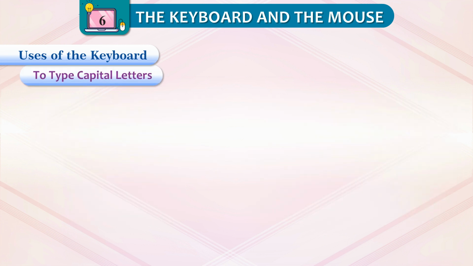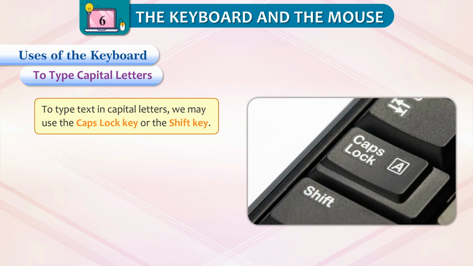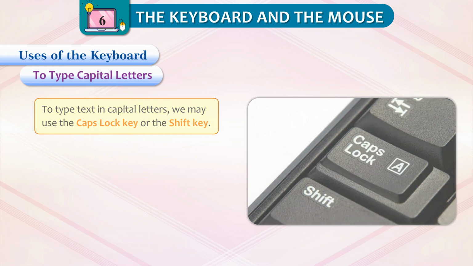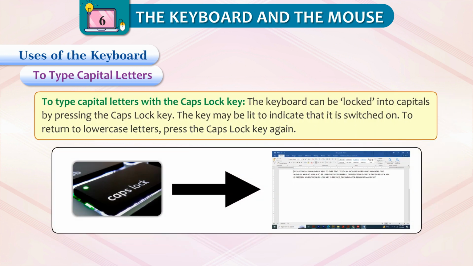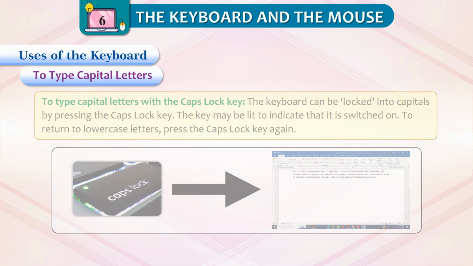To type capital letters. To type text in capital letters, we may use the caps lock key or the shift key. To type capital letters with the caps lock key, the keyboard can be locked into capitals by pressing the caps lock key. The key may be lit to indicate that it is switched on. To return to lowercase letters, press the caps lock key again.